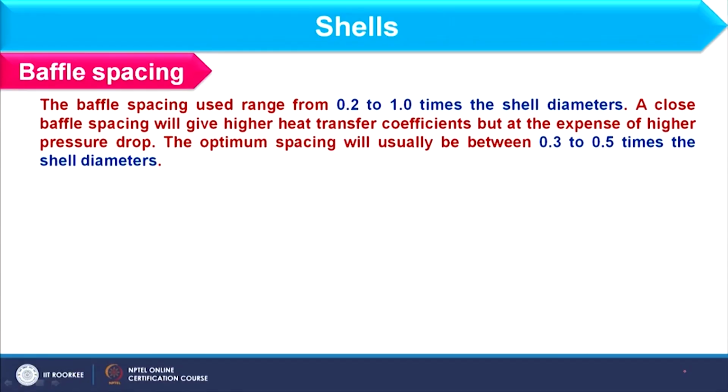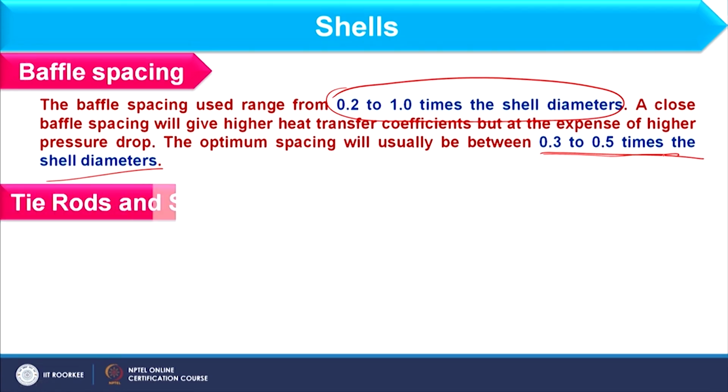Okay. Now, next point is baffle spacing. The complete range of baffle spacing varies from 0.2 to 1 times the shell diameter, right. So, this is the complete range. However, the optimum spacing lies between 0.3 to 0.5 times the shell diameter. So, to start the calculation, as an initial assumption you can take 0.3 times shell dia as baffle spacing, and where it will be required, that I will also discuss.